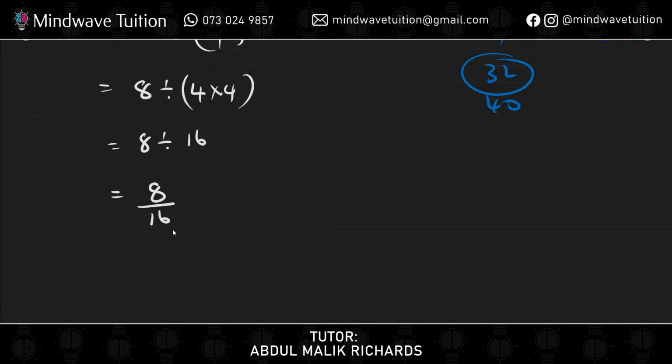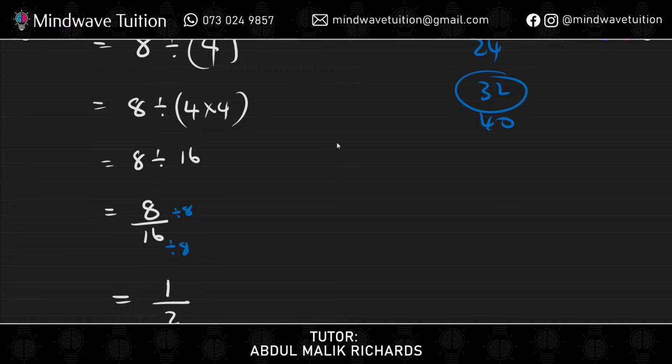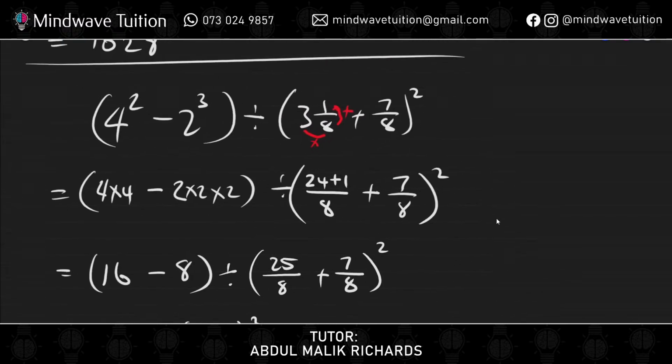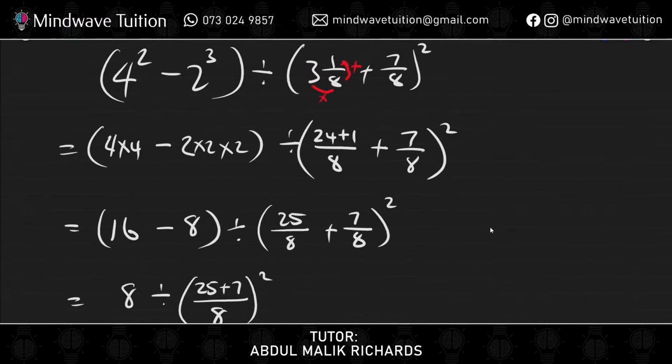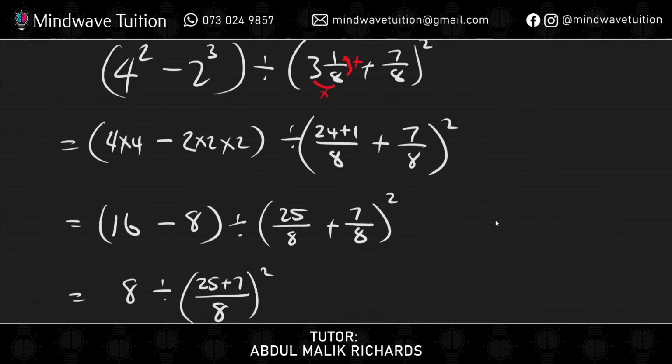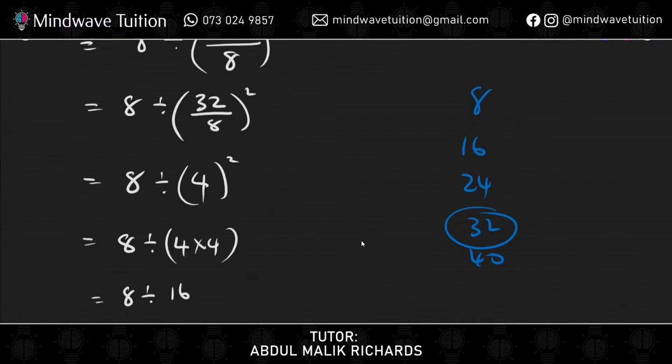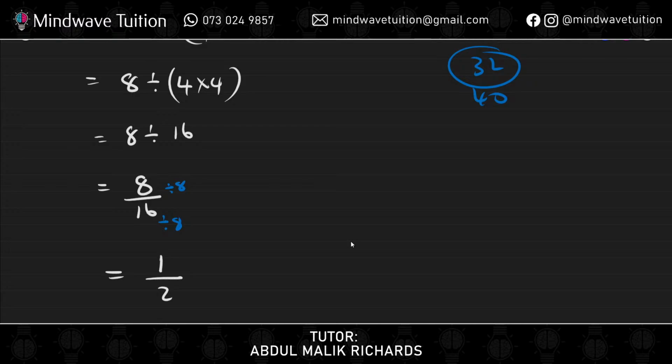And 8 and 16 are multiples of 8. So we can divide both the top and the bottom by 8. So 8 divided by 8 is 1, and 16 divided by 8 is 2. So there we go. We used everything that we did this week regarding fractions and exponents to answer this question. So it's a good question, mixing everything that we did, and we got to the answer of a half. Nice.